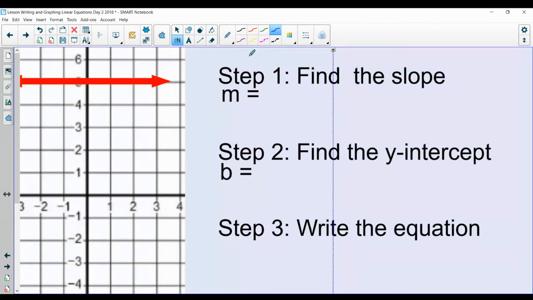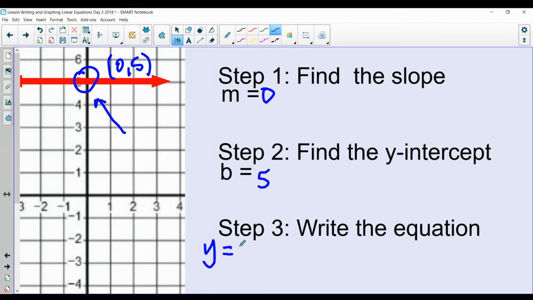Now on this one, we have a horizontal line. If you remember, on a horizontal line the slope is 0. So we don't even have to find anything right here. So the slope is 0. Now the y-intercept is where that line crosses, and it crosses right there at the point (0, 5). And so the y-intercept is going to be 5. So there's two ways to write this. You could either write 0x plus 5, or because that has a 0 in front of it, you could just write y equals 5. So if you see y equals just a number, that means it's going to be a slope of 0 and a horizontal line.